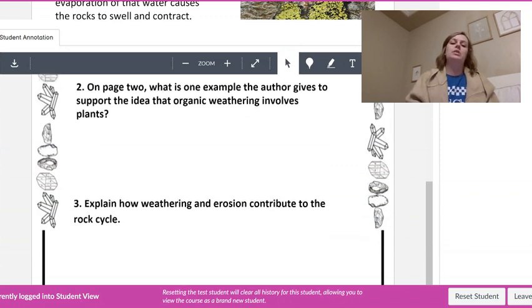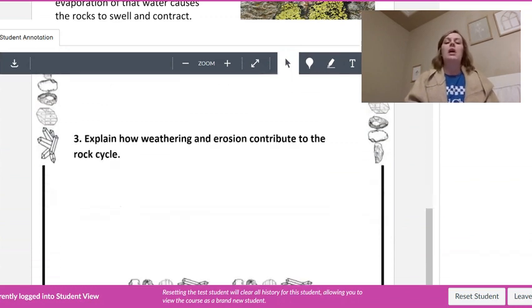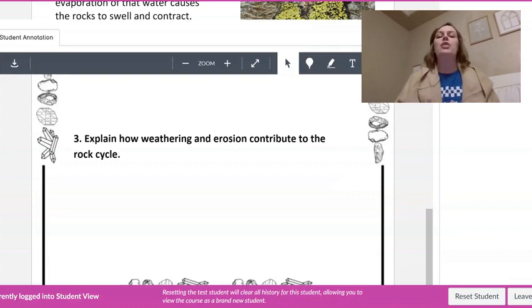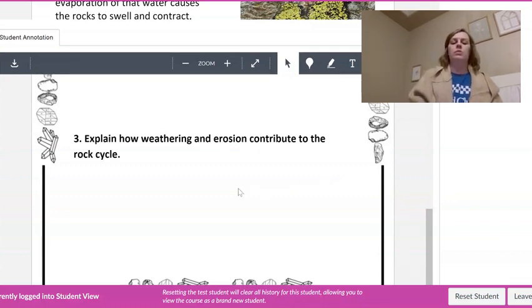And then question 3, excuse me. Explain how weathering and erosion contribute to the rock cycle. So when I was talking about the rock cycle, the little particles and they all fall and they mix together and they compress and then they make a big rock, and then that rock, you know, it's eroded and it happens over and over again. Explain that in your own words. How does weathering and erosion contribute to that rock cycle or make that rock cycle happen?